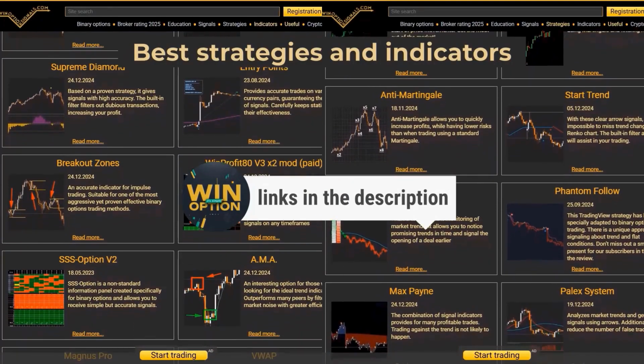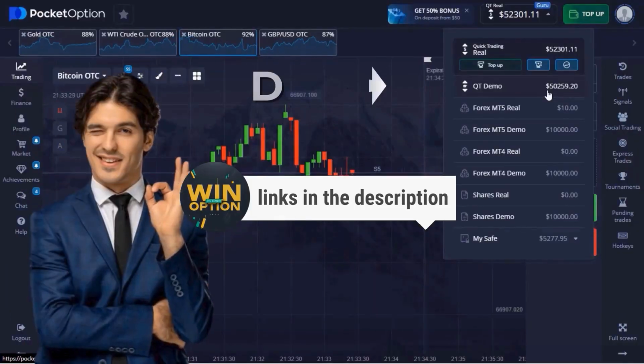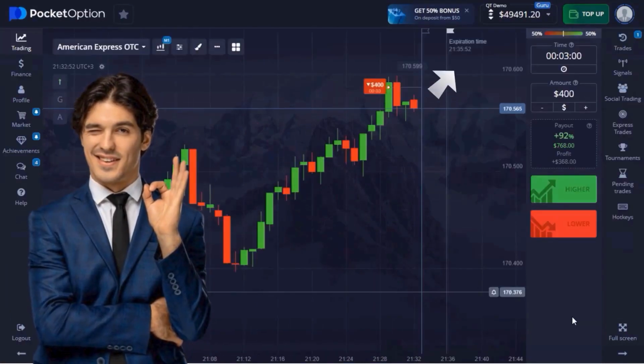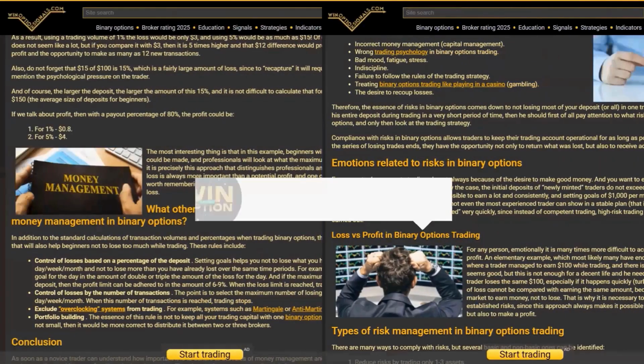And remember, any strategy or indicator is just a tool that you need to learn how to use correctly. Be sure to check and test the indicator on a demo account and on historical data, while not forgetting about the rules of risk and capital management.